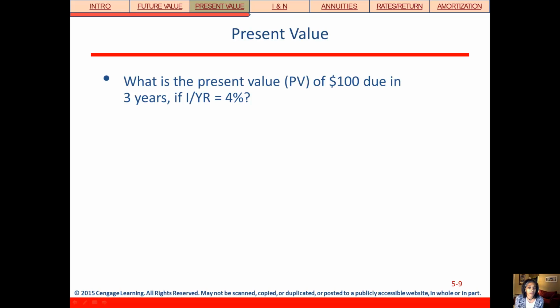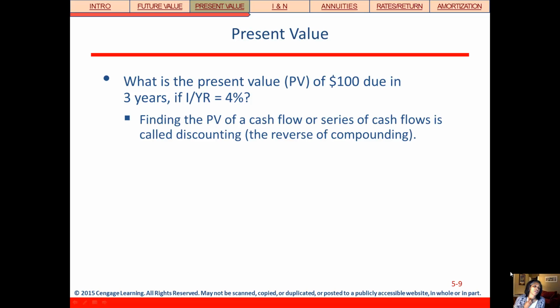What is the present value of $100 that's due in 3 years if our interest rate is 4%? So we're solving for present value. The future value is $100, our N is 3, and our interest rate is 4. So if we're going to find the present value, that's called discounting, whereas when we were finding future value, that's called compounding.